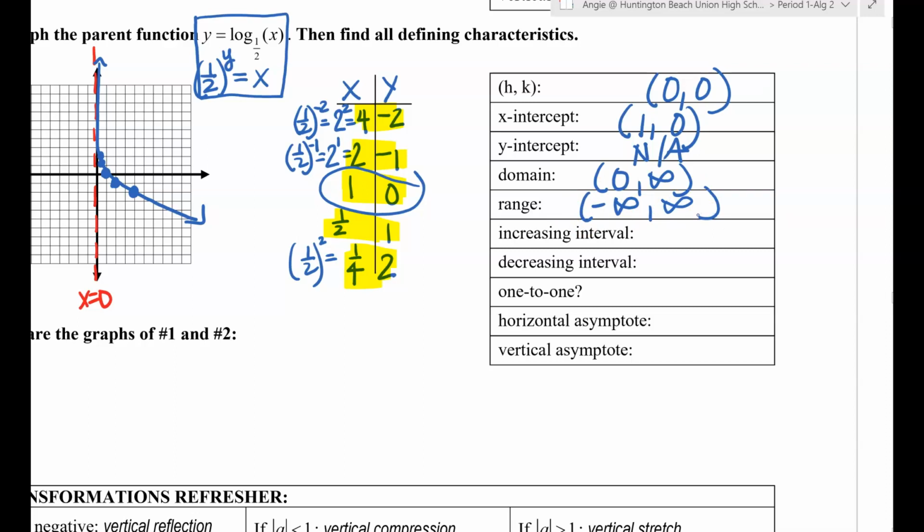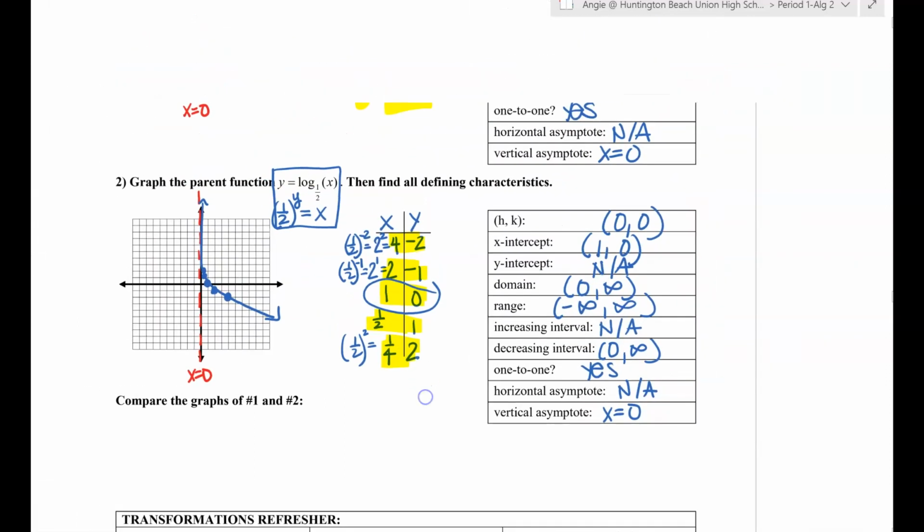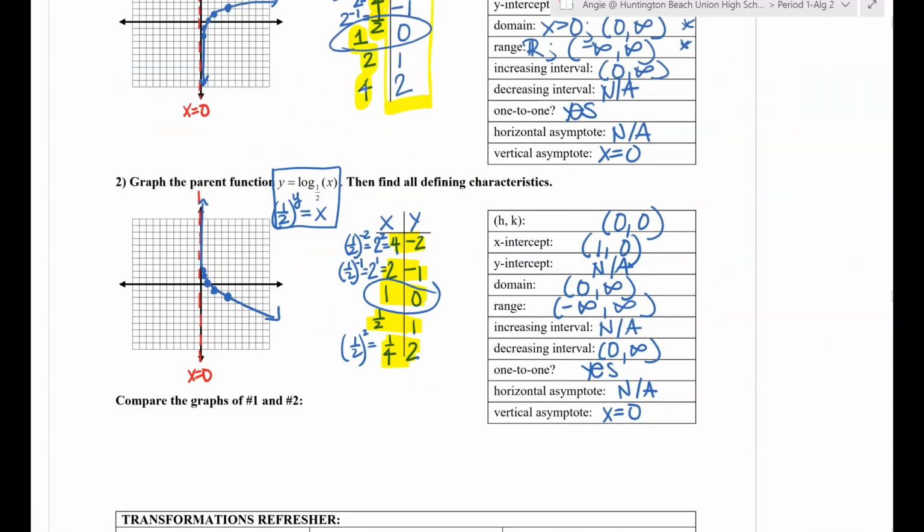This is the part that's different. It's no longer increasing. It is decreasing, and it's decreasing over the entire domain. It is still one-to-one, and we still have the same vertical asymptote at x equals 0. And no, we don't have any horizontal asymptote. So if you look at those two, the only difference is if your base is less than 1, then it's a decreasing function. If your base is more than 1, it's an increasing function. Go ahead and write that down.